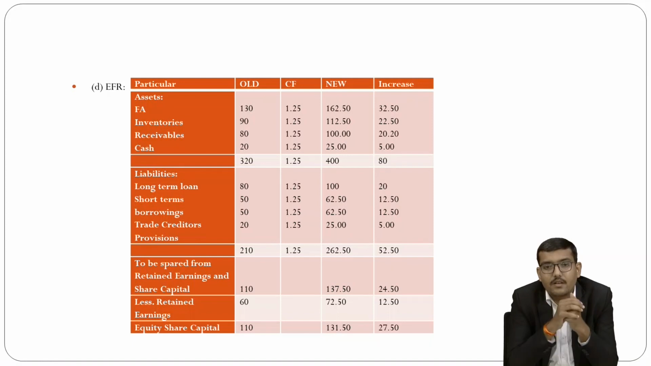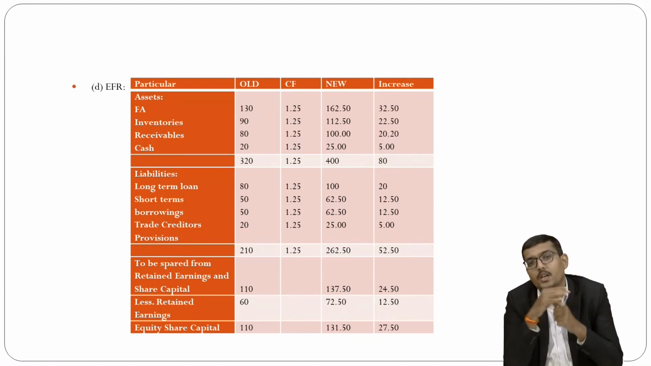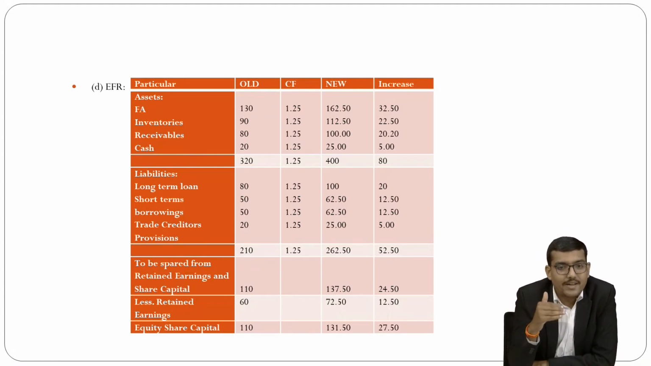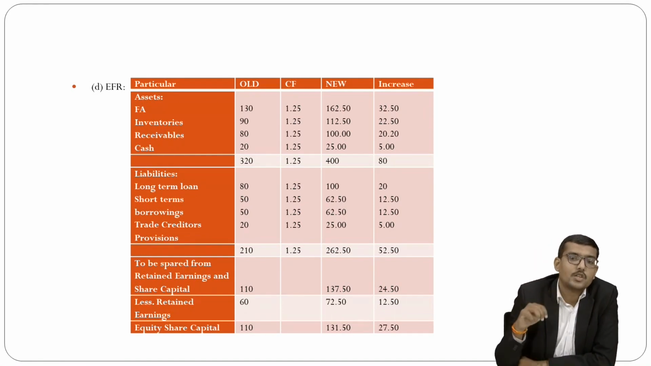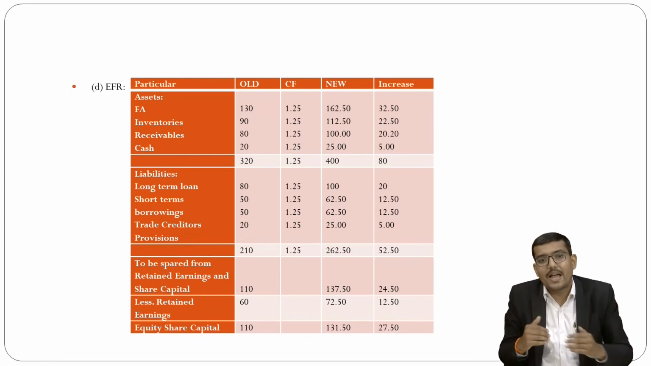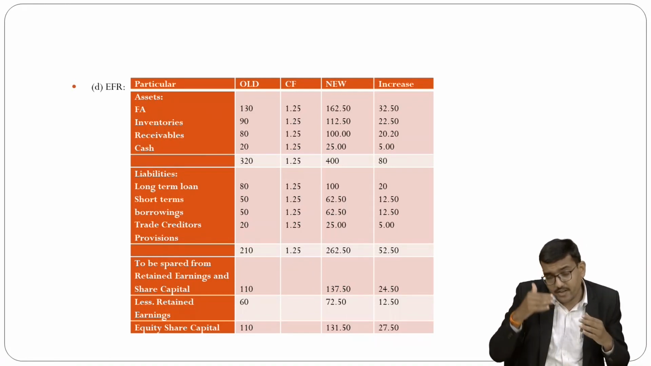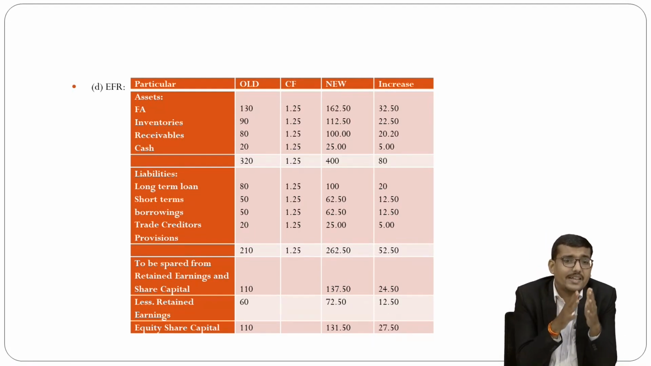So the total will be 320 in the old segment of assets, and in the new segment of assets it is 400, and in the new segment of liabilities it will be 262.50. The increase levels are 80 and 52.50. So let's deduct liabilities from assets, that is 320 minus 210, which gives the difference between your assets and liabilities as 110, which has to be met from the retained earnings and share capital.